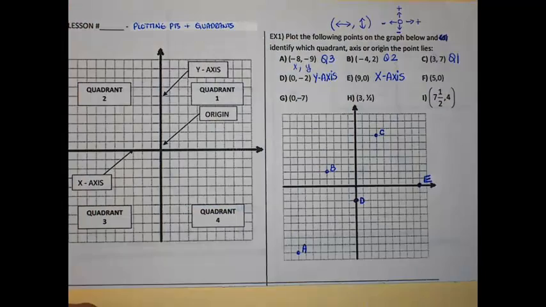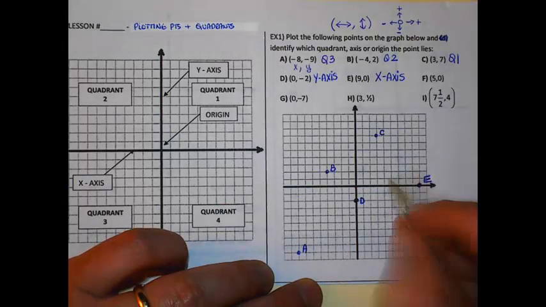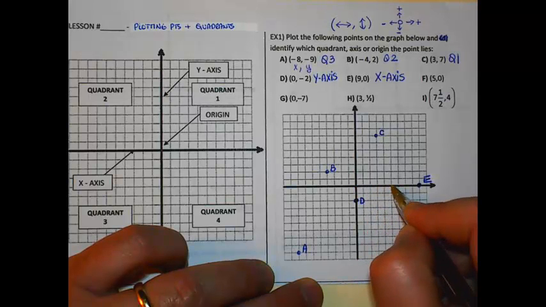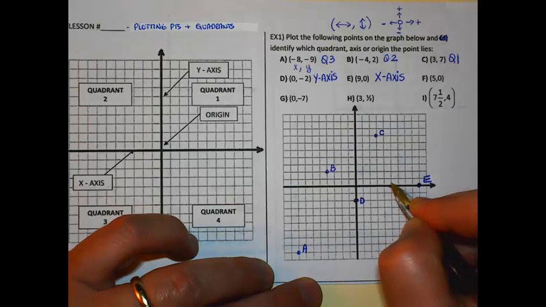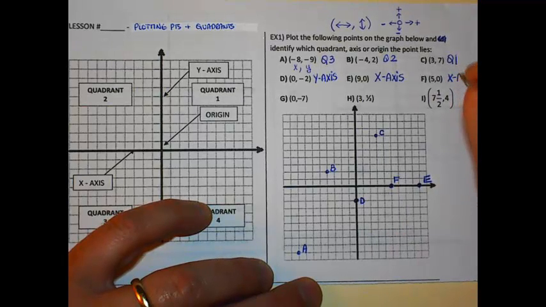Very well. Let's try the letter F. Letter F, put your pencil there. And the first coordinate is 5, so we'll go 5 to the right. And the second coordinate is 0, so I don't go up nor down, but rather I stay there. And this would be letter F, which is also on the x-axis.